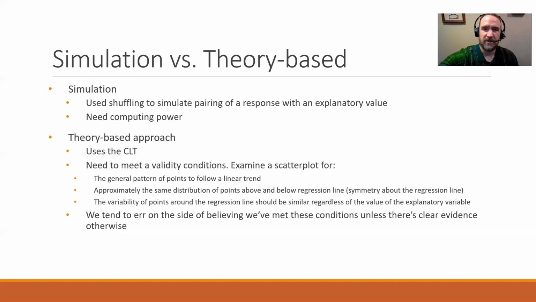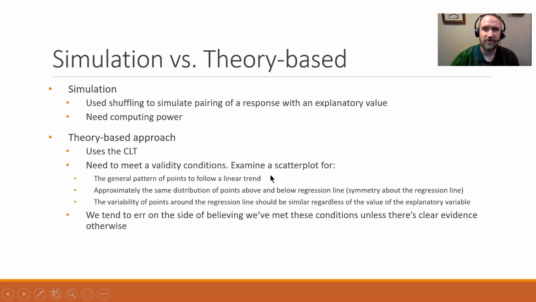So we want to examine a scatter plot and take a look and see, do we have these things showing up in our scatter plot? And we want to decide if there are three things happening from our scatter plot. Do we have a general linear trend?